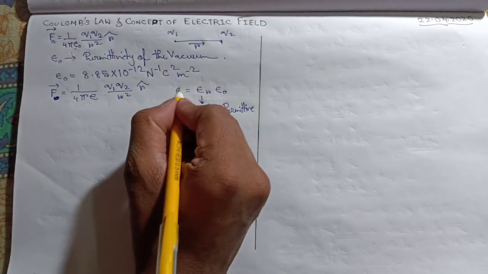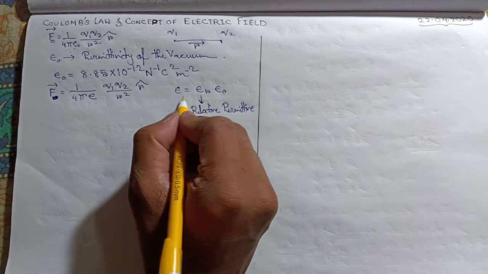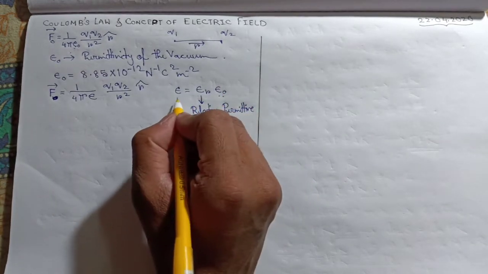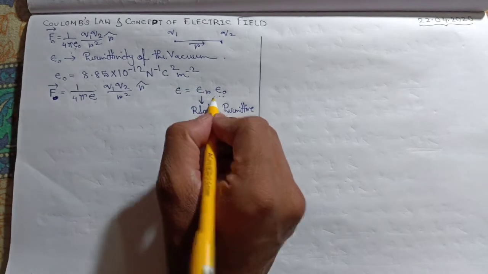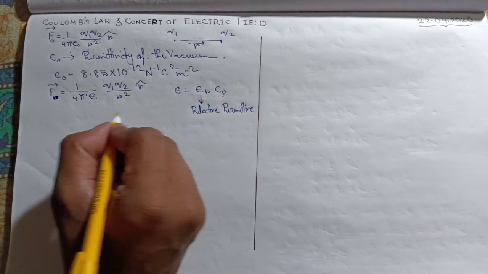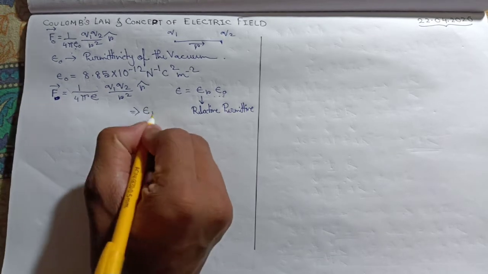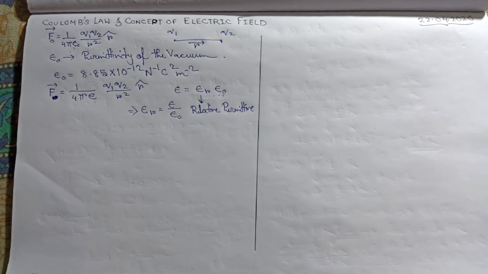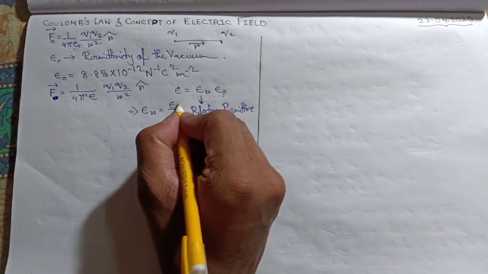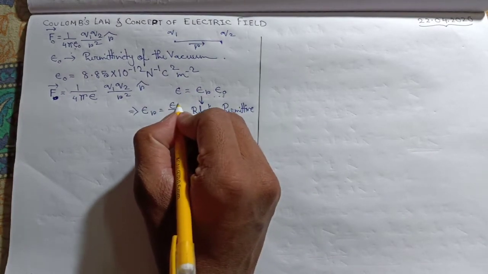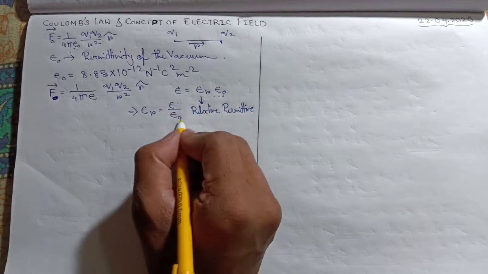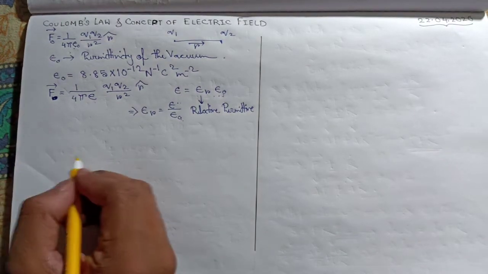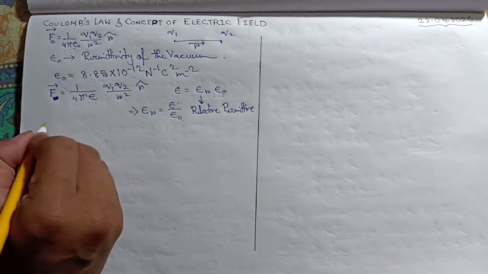So why write it like that? Because we already know the value of epsilon naught. That's why we always try to make it epsilon equal to epsilon r into epsilon naught. So epsilon r can be defined as the ratio of epsilon by epsilon naught. This is the absolute permittivity of a medium, and this is the absolute permittivity of vacuum. Okay, so next we will go to the concept of electric field.